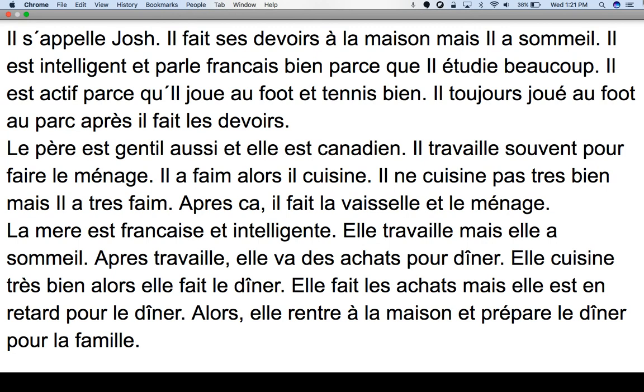Let me keep going. Le père est gentil aussi et il est canadien. Il travaille souvent pour faire le ménage. Il a faim, alors il cuisine. Il ne cuisine pas très bien, mais il a faim. Après ça, il fait la vaisselle et le ménage. La mère est française et intelligente. Elle travaille, mais elle a sommeil. Après travail, elle va des achats pour dîner. Elle cuisine très bien, alors elle fait le dîner. Elle fait les achats, mais elle est en retard pour faire le dîner. Alors, elle rentre à la maison et prépare le dîner pour la famille.